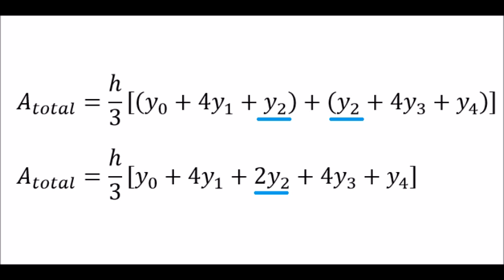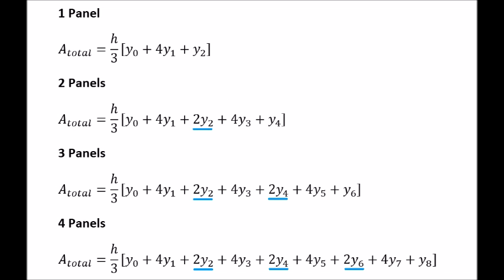We've seen this already for 2 panels. Same idea for 3 or 4 panels. Notice the 2 sandwiched between the 4s. So the pattern alternates 4, 2, 4, 2, 4, etc. Also notice the last term for each composite rule, y2, y4, y6, and y8. Each subscript is an even number.